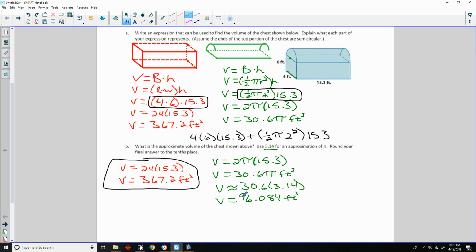So then I'm going to add these. So 367. So the total volume, let me use black for the total. The volume is 367.2 plus 96.084. Okay, this is going out 3 decimal places, so that won't change when I'm adding. 2 decimal places, this is only 1, so that 8 won't change. 0 plus 2 is 2. 6 plus 7 is 13, carry the 1. 9 and 1 is 10, and 6 is 16, carry the 1 to the 3, and I get 463.284.